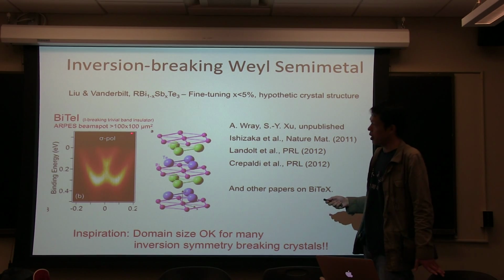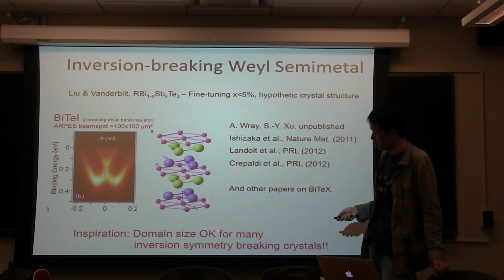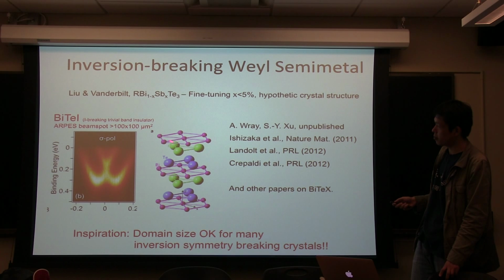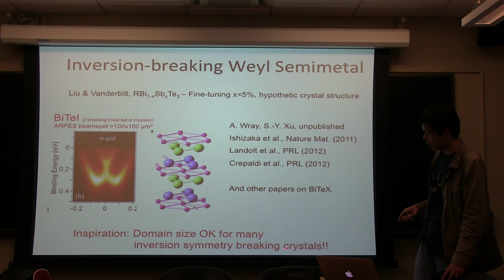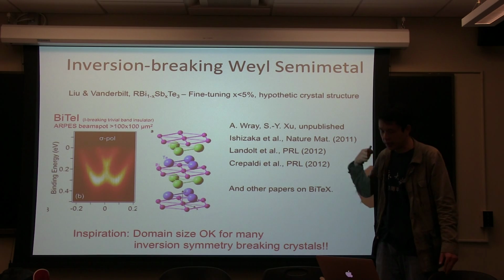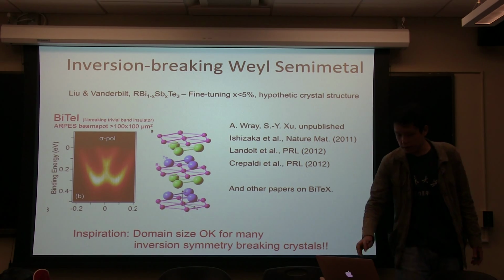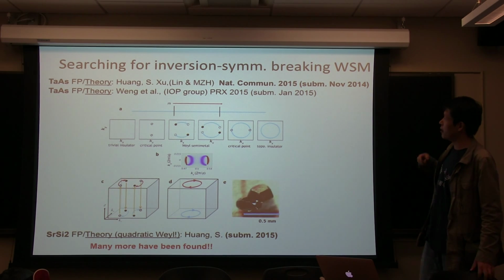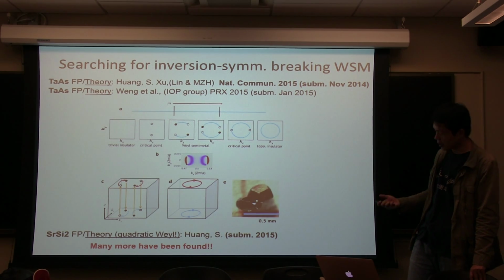So this really gives us a lot of confidence, now that we know that inversion-breaking single crystals are more feasible in experiments. Now we just need a robust candidate for Weyl semimetal. So the question boils down to how do we find an inversion-breaking Weyl semimetal candidate?